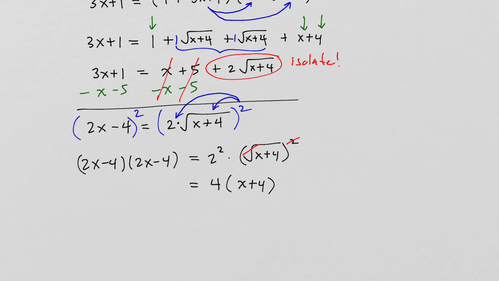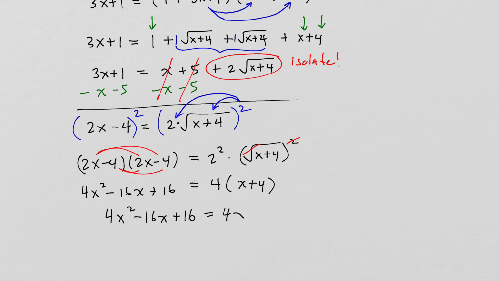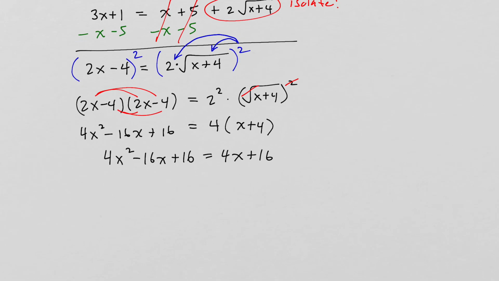On the left-hand side, we are going to multiply this out like normal, and that gives us 4x squared minus 16x plus 16. And you can pause for a second here to make sure that this is correct. Continuing, on the right-hand side of the equation, we can multiply this out and get 4x plus 16. And then I want you to notice that we once again have a quadratic equation.